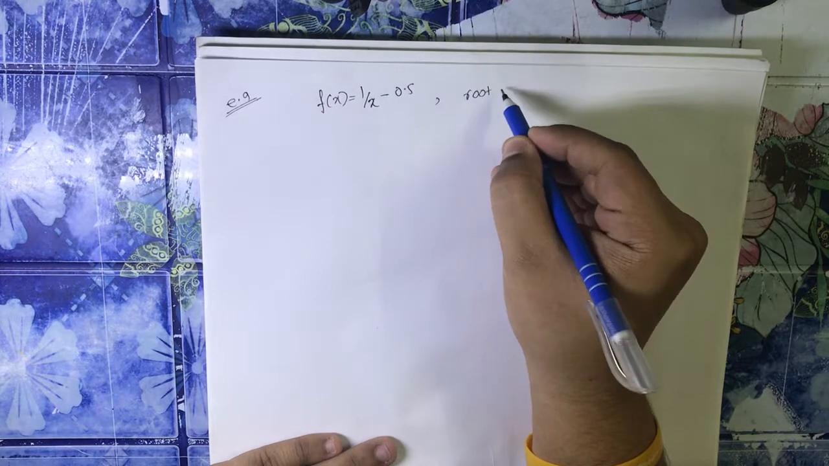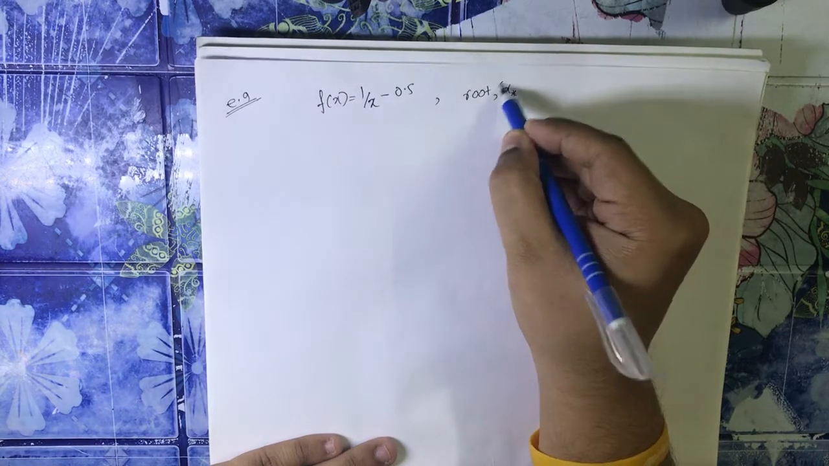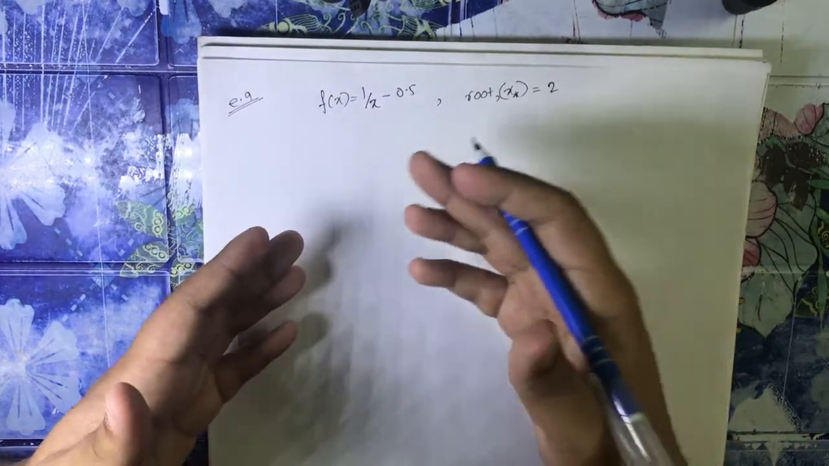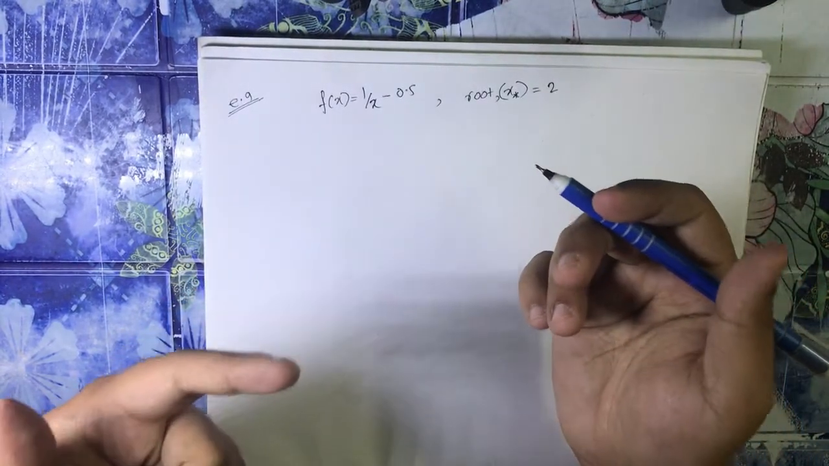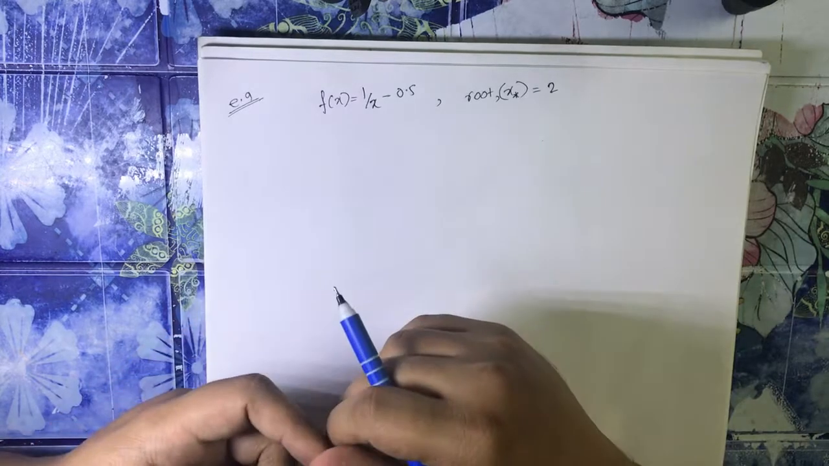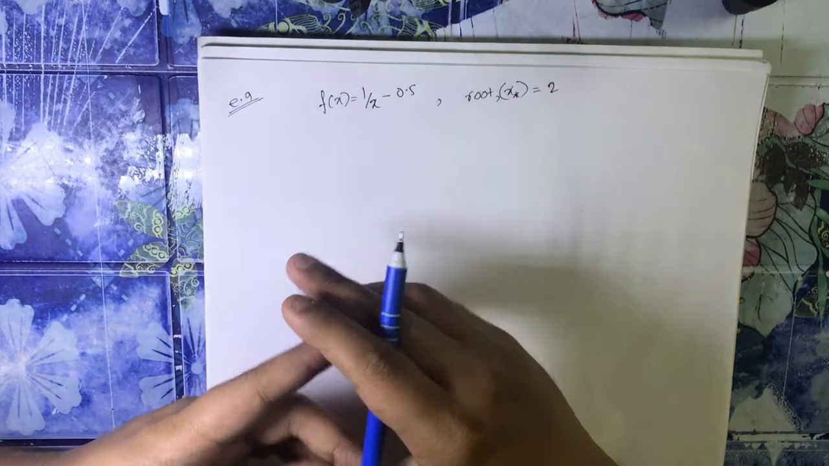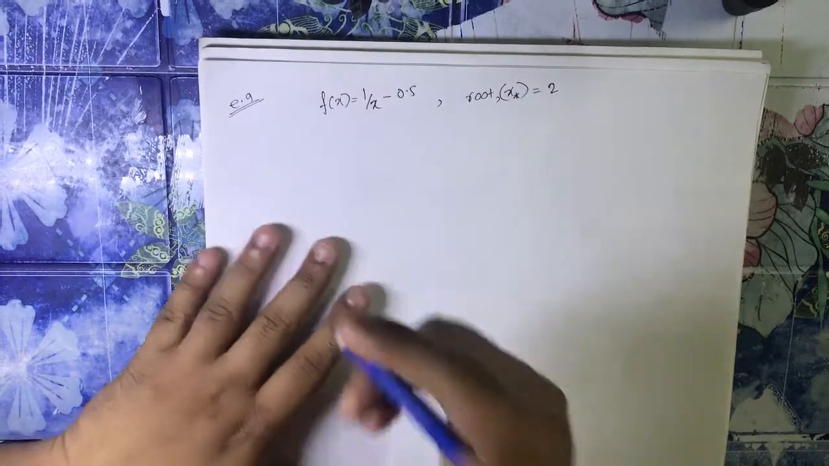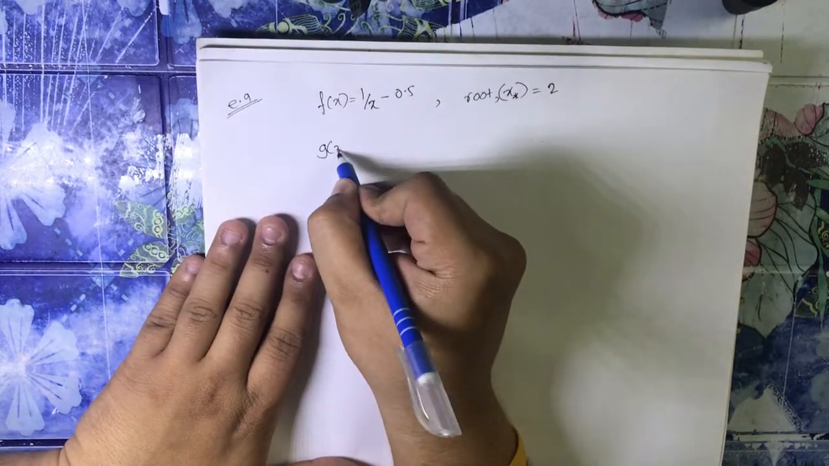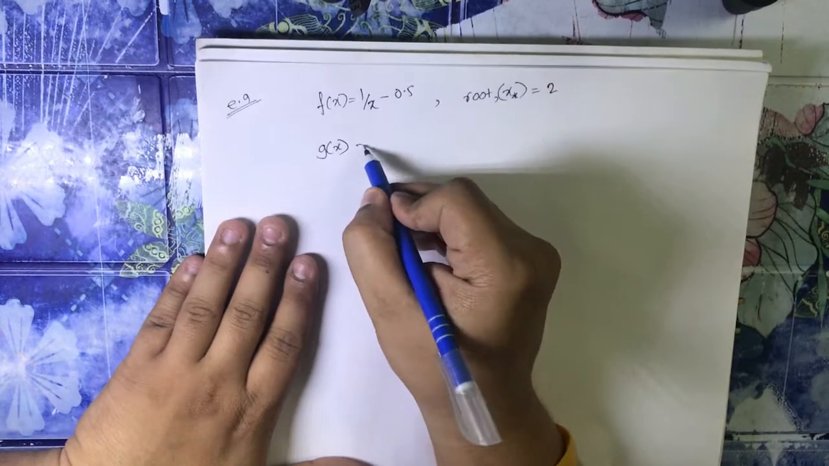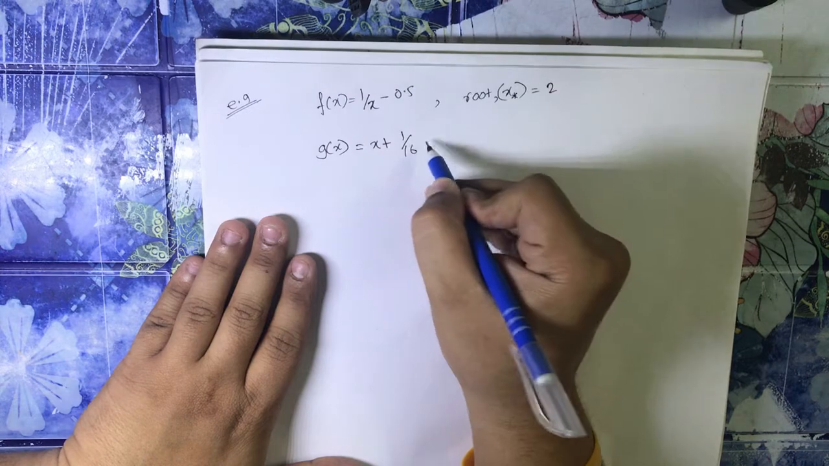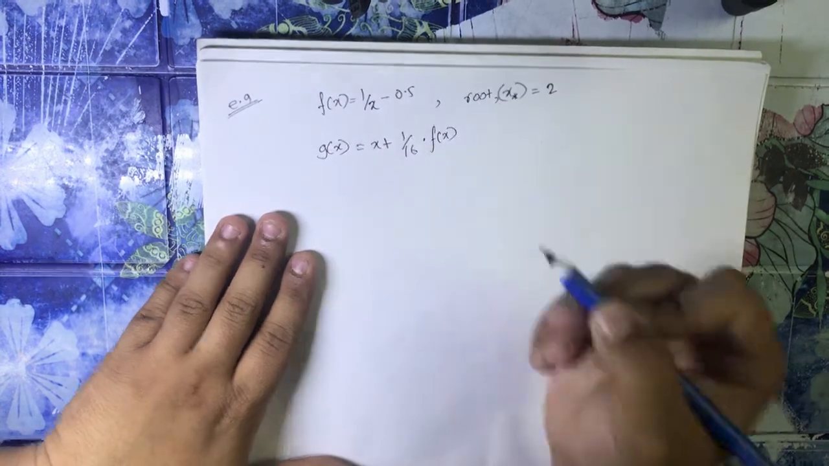So let's say I have a function 1 over x minus 0.5. The root of the equation, which is x star, is equal to 2. Basically, you plug in f of x equal to 0 and find out the value of x, which is actually my root. So what do we need next? We need a map g of x, which is, let's say, x plus 1 over 16 into f of x.